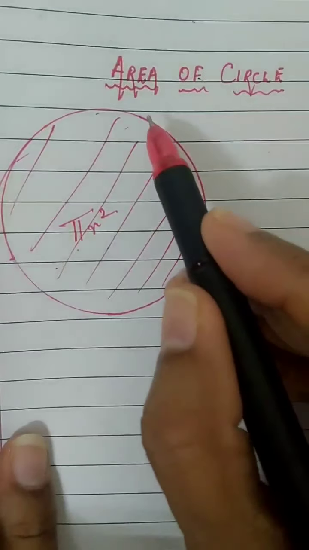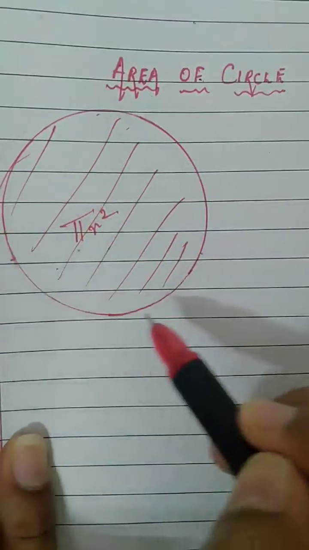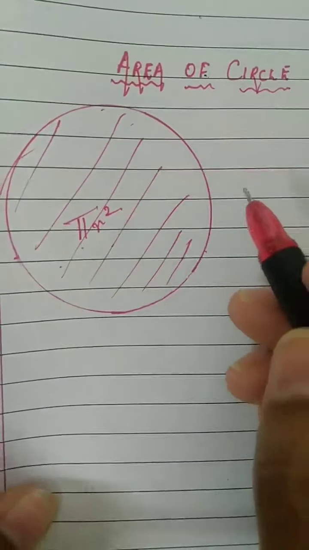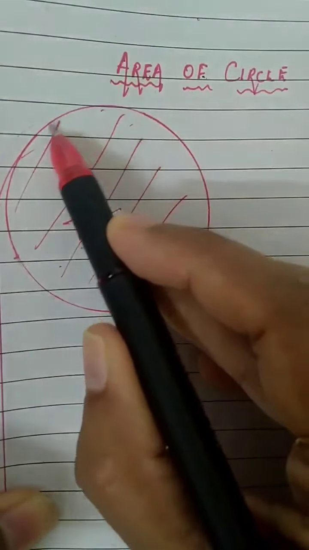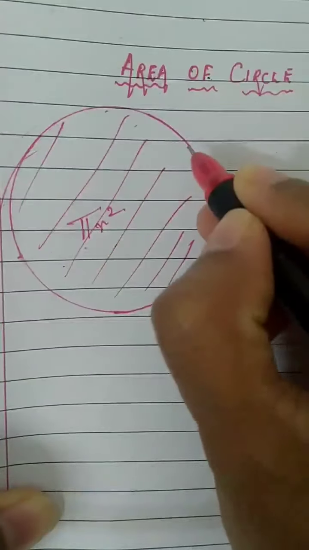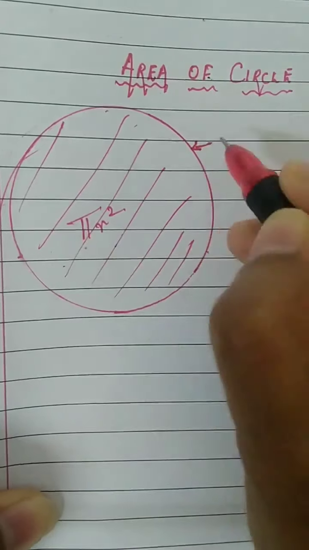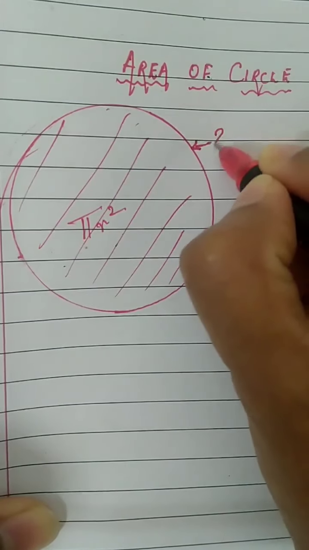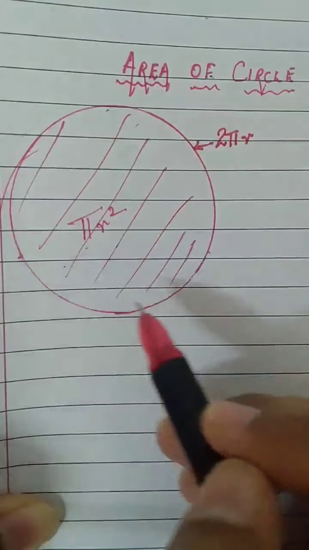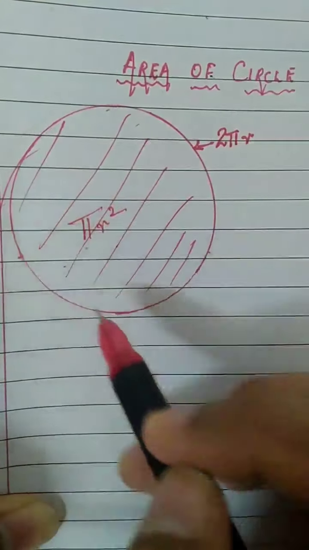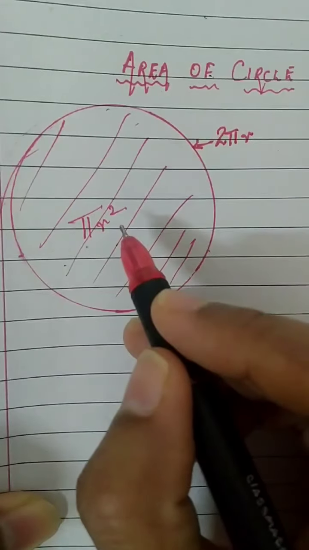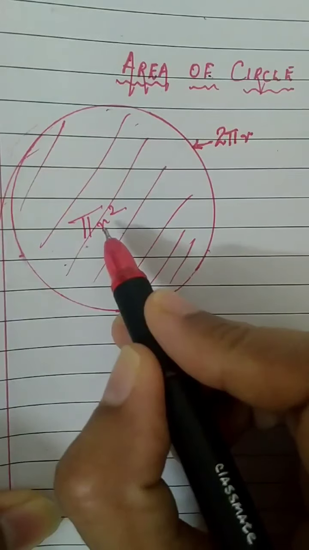And if you are just talking about the outer covering, for other figures we call it the sum of the sides, which is perimeter. For circle, just the outer covering's measurement is called circumference. And we have learnt the formula of circumference as 2 pi r. So, circumference formula is 2 pi r, the length of the outer circle, and the area of circle formula is pi r square. Radius of circle will be given.